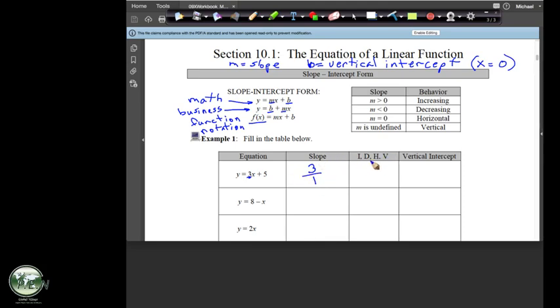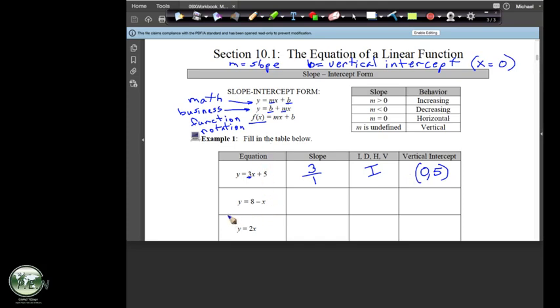Increasing, decreasing, horizontal, or vertical. So the slope is a positive 3, so what's it going to be doing? It's going to be increasing. Good. It's going to be uphill. Now what's our vertical intercept? The lonely number? 0, 5. Good. So it's a coordinate, 0, 5. 5 is the value of b. So far so good?